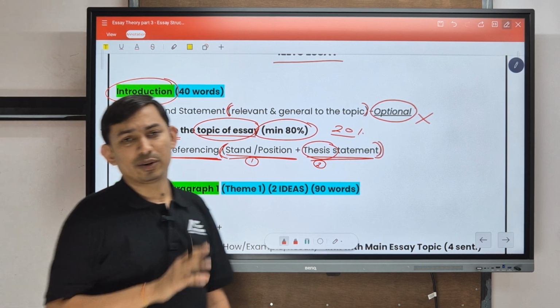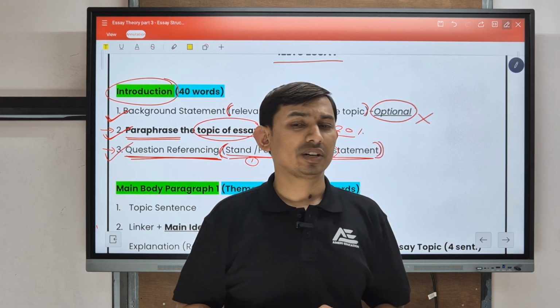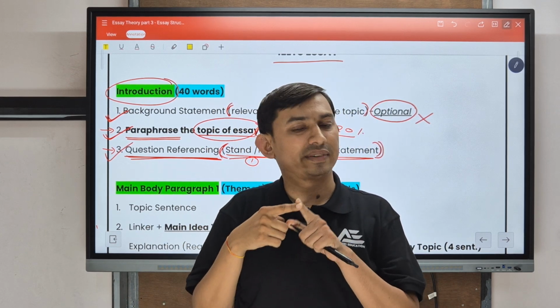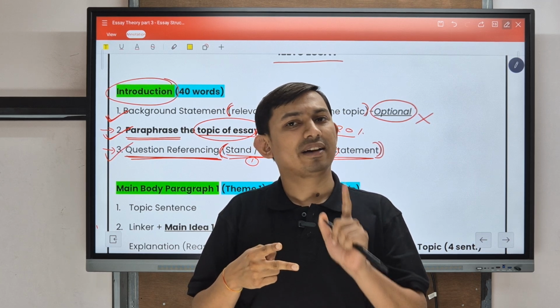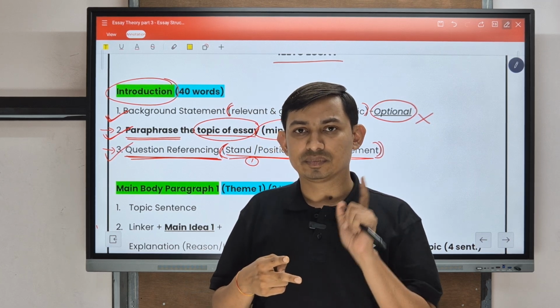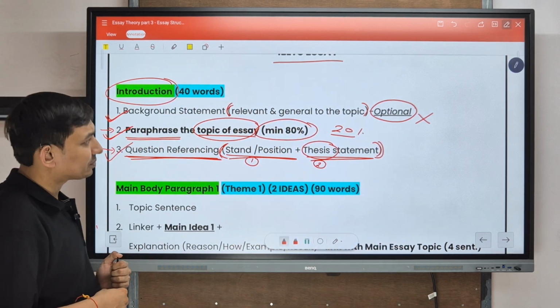So in a simple way to conclude the introduction, we can say that in the introduction portion there are two components. First one is the paraphrasing of essay topic. Second one is the thesis statement or stand whenever there is a requirement. Then now we will see the body paragraph.